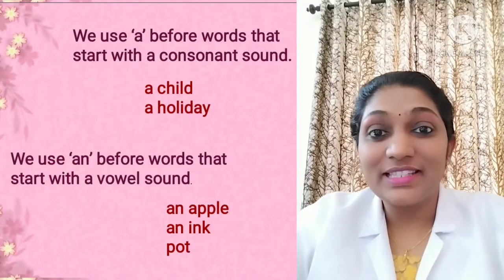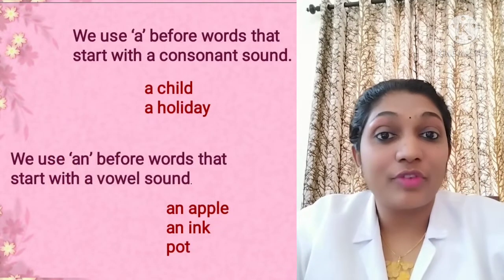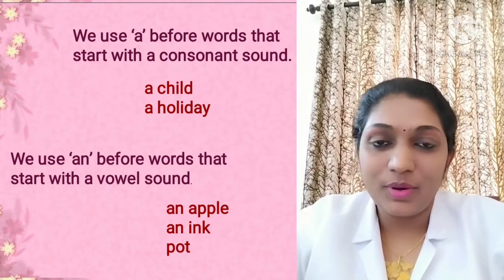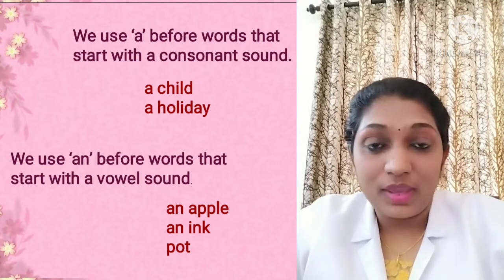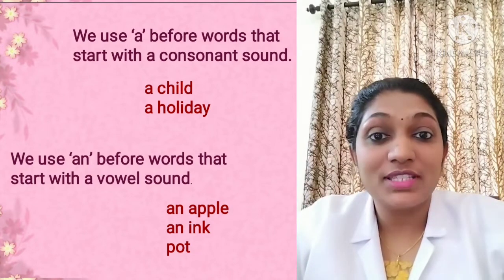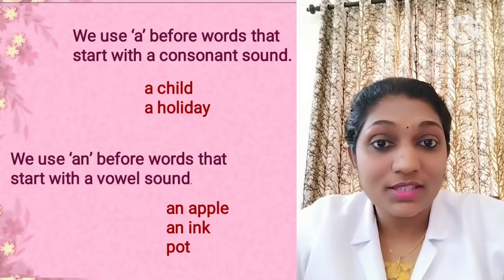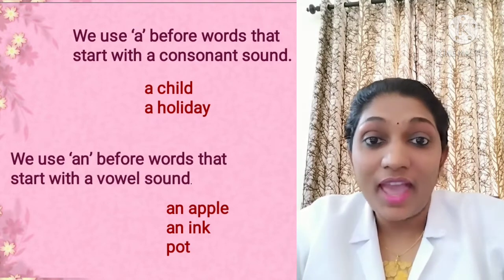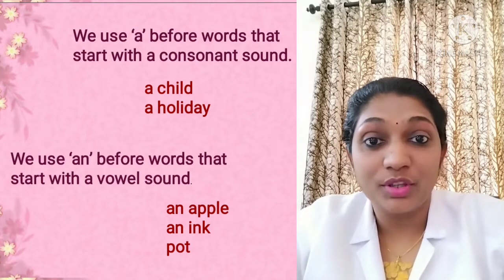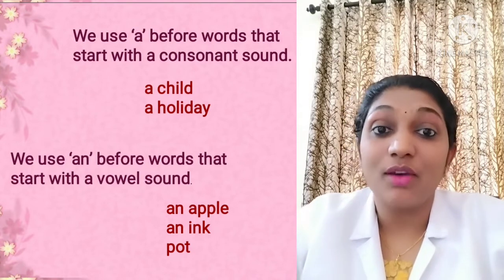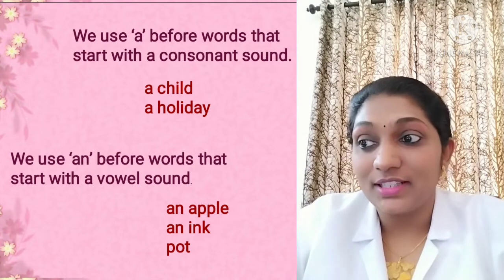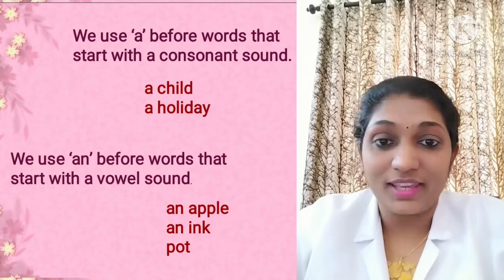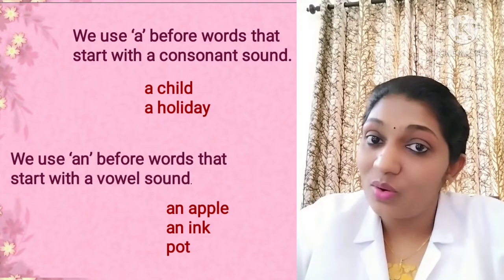Now, dear students, let us look at the difference in use of a and an. What is the difference in use of a and an? A is always used before the words that start with a consonant sound. And an is always used before the words that start with a vowel sound. Examples are given in the slide. You can check that. A child, a holiday. Can you see? A child, a holiday.